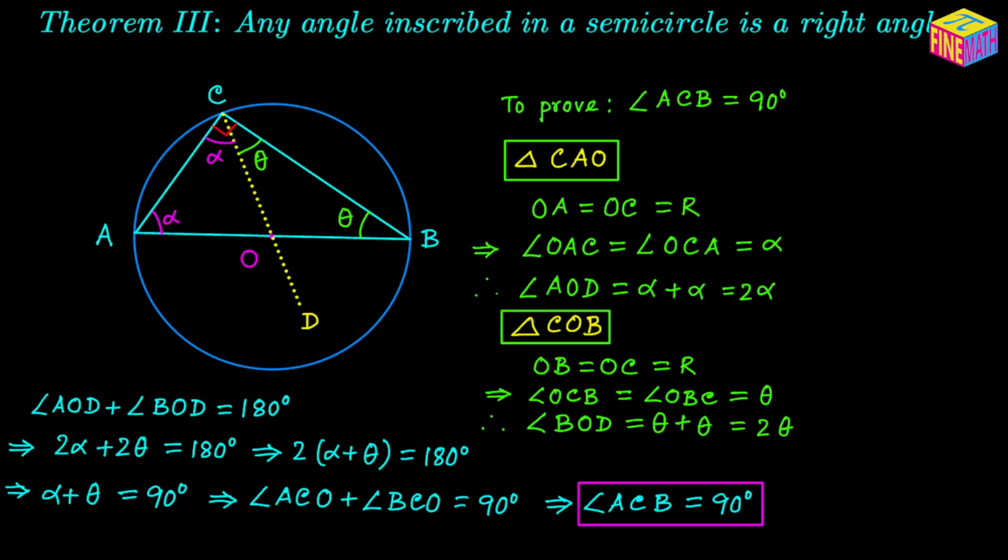And using the same technique, we can prove that any inscribed angle subtended by a diameter of any circle will be equal to 90 degrees. As long as the angle is subtended in the semicircle by a diameter, that angle will be equal to 90 degrees. This brings us to the end of this video.